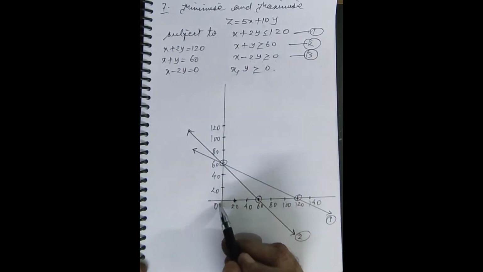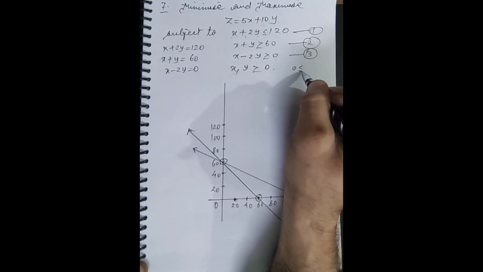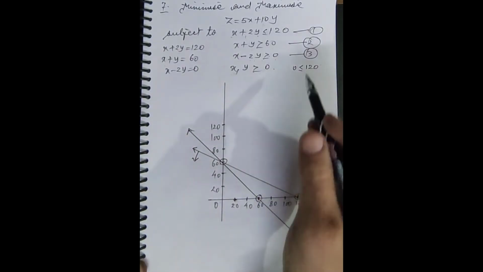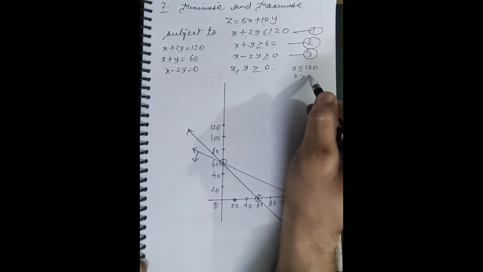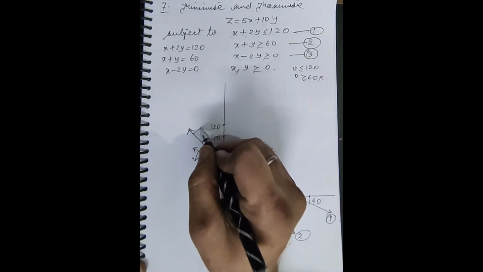We will check which direction should be shaded here. For the first, if I put (0, 0), it gives us 0 is smaller than 120, a correct statement. So with respect to the first, we need to shade towards the origin. With respect to the second, if I put 0, 0 is greater than 60, which gives us a wrong statement. So this will go opposite to the origin. Now we are left with the third one.